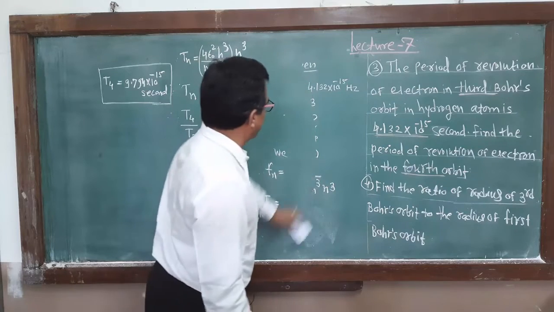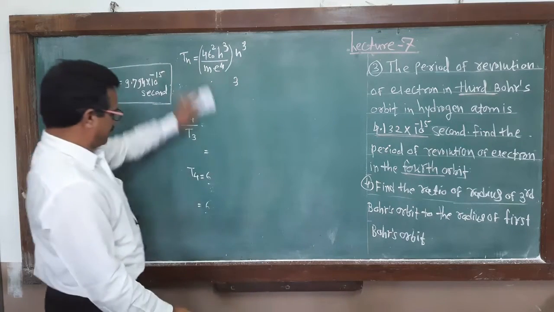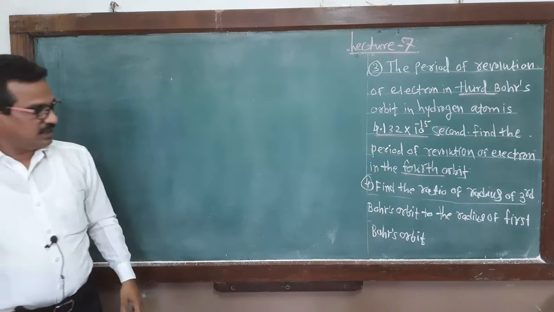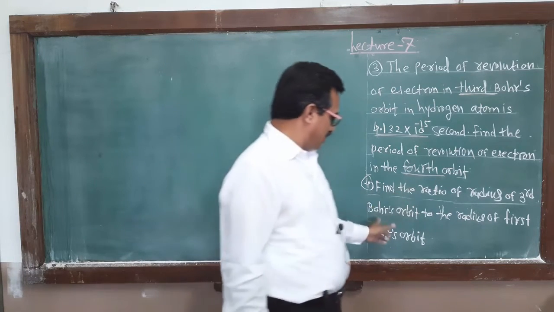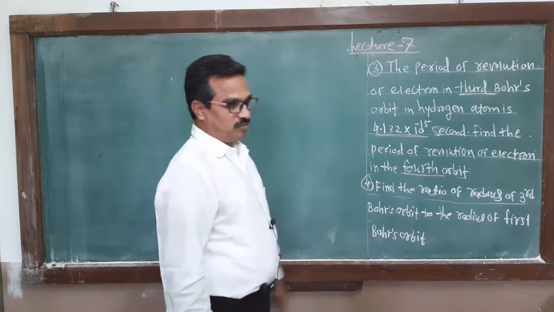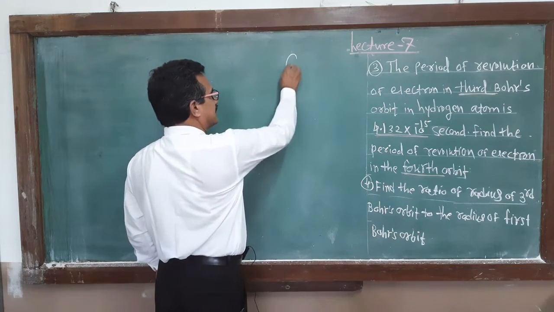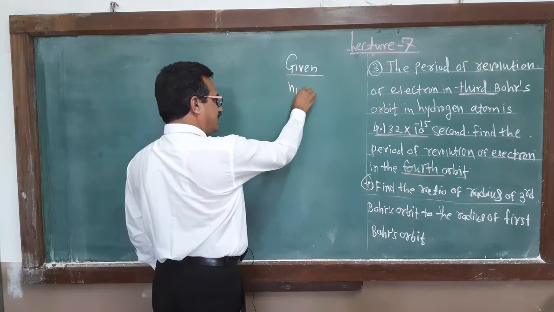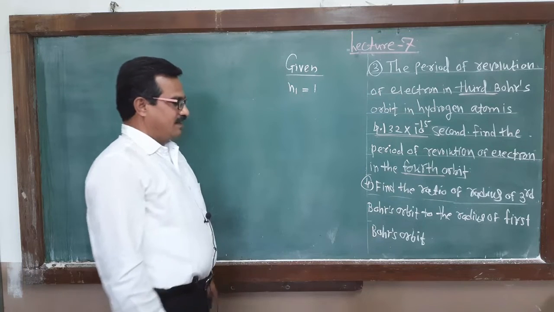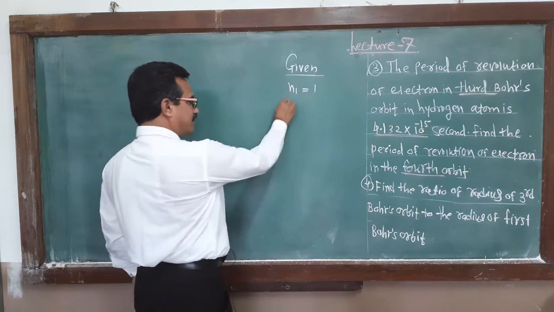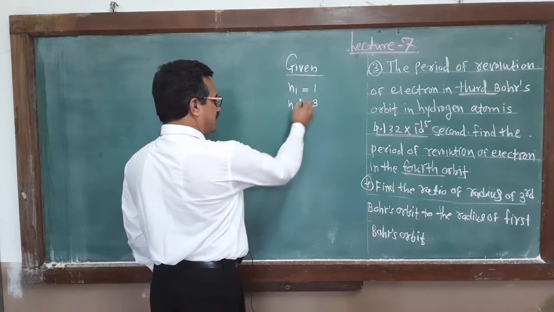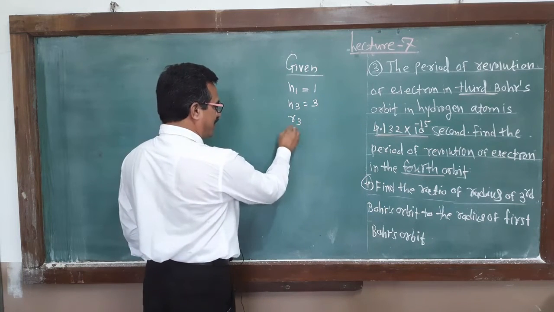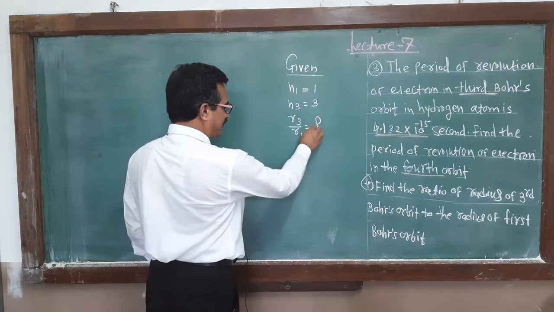Okay. The next problem. Find the ratio of radius of third Bohr orbit to radius of the first Bohr orbit. Means for first Bohr orbit n1 is equal to 1 and for third Bohr orbit n3 is equal to 3. And what is to be found out? Find out the ratio of R3 upon R1.